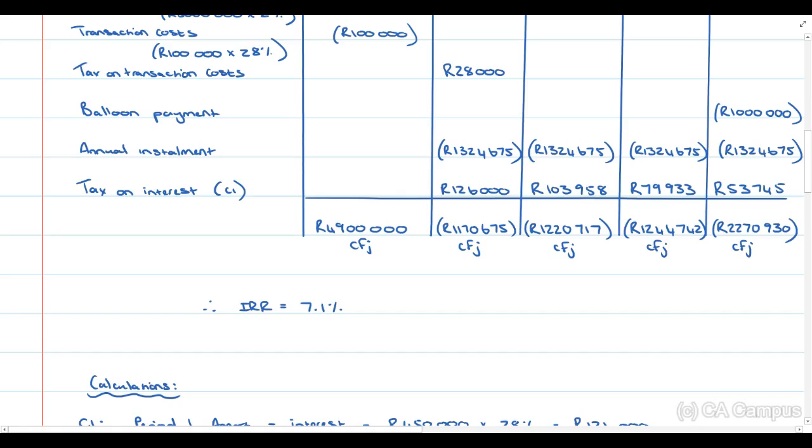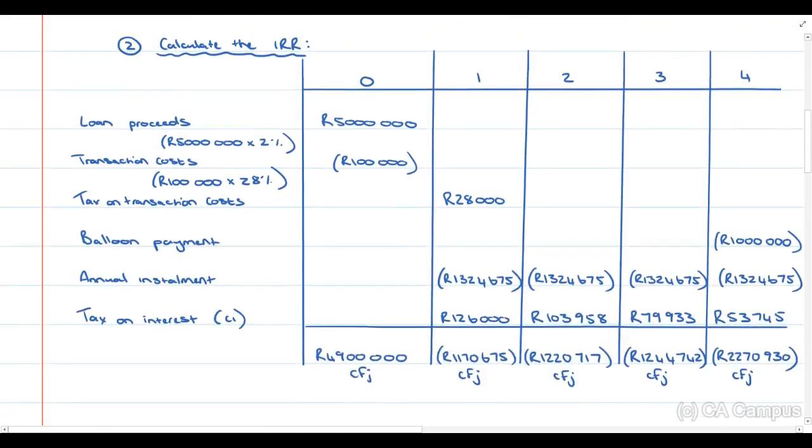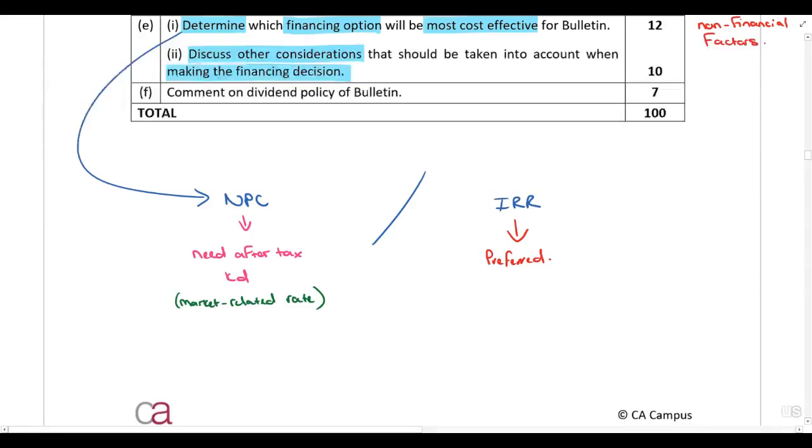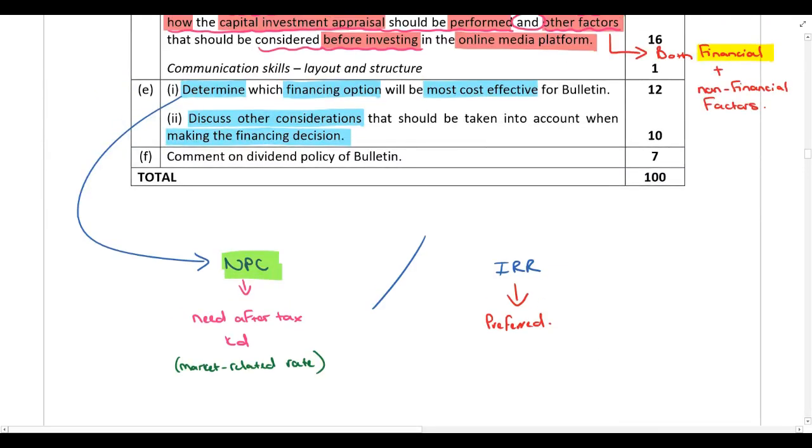Then just one other thing before we move on. We are calculating the internal rate of return. So because we are calculating the internal rate of return, we include this initial inflow of 5 million rand. However, if we were calculating the net present cost instead of the internal rate of return, then you would not include that initial inflow of 5 million rand in the calculation. So please just note the difference between the two methods over there.